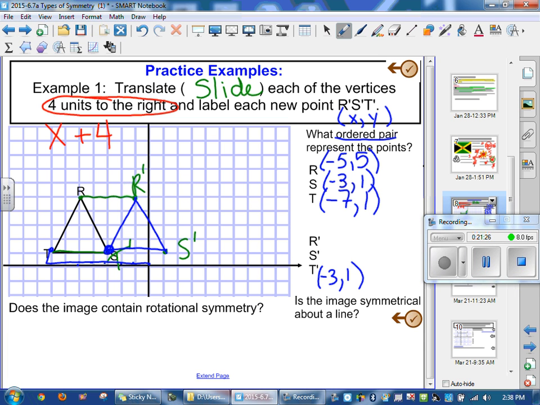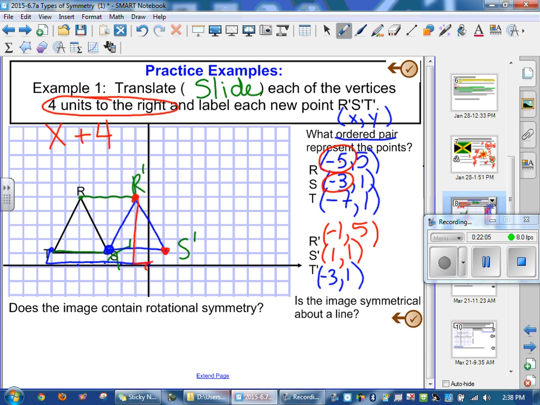So now I don't even have to look at the numbers on the map. I can take S and I can take R and add 4 to those X numbers and get their new numbers. So if I take S, what's negative 3 plus 4? 1. And the 1 doesn't change over here. Where did he end up? At 1, 1. Okay? Let's take R. If I add 4 to the negative 5, where do I end up? Negative 1, comma, 5. Where did he end up? Negative 1 and 5.